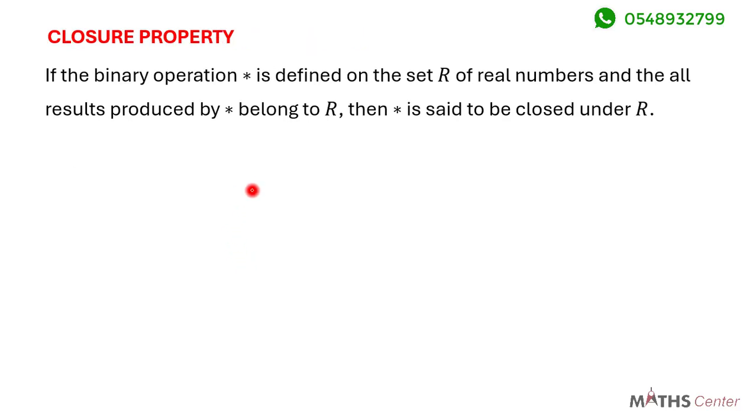The closure property. If the binary operation star is defined on the set R of real numbers and all the results produced by star belong to R, then star is said to be closed under R. So if a given binary operation is defined on a set and all the results produced by the binary operation belong to the set, then the binary operation is said to be closed under the set.